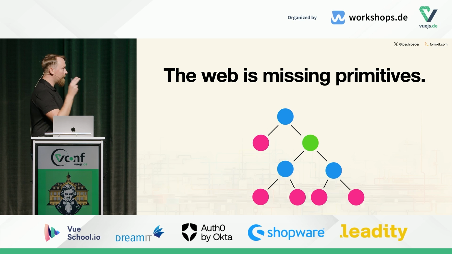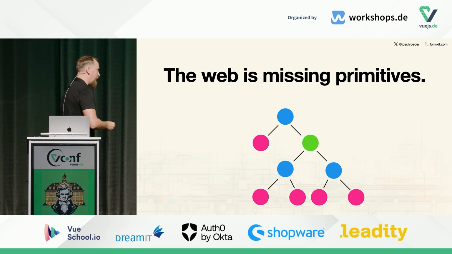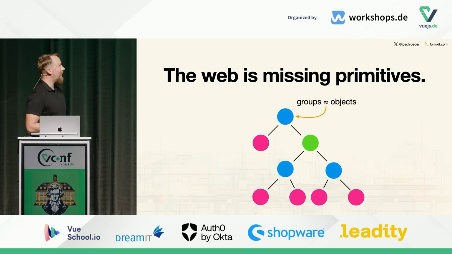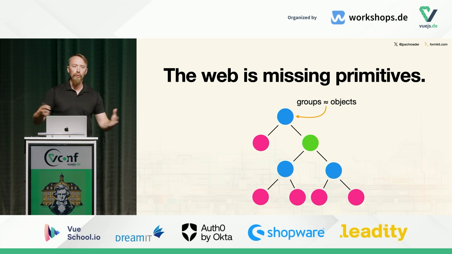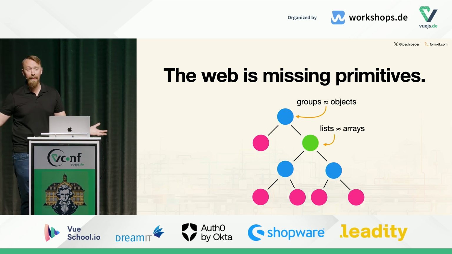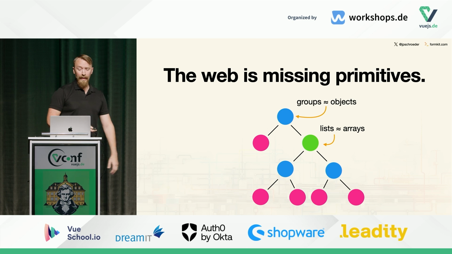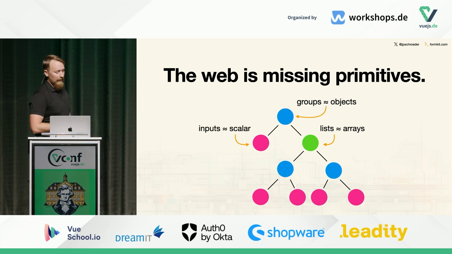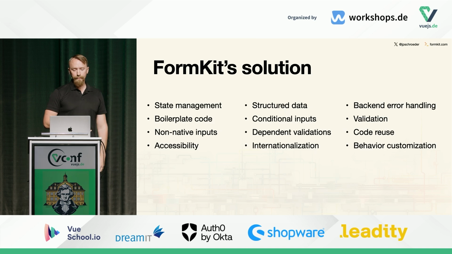So we're missing the primitives in native HTML to describe this. Things like groups or objects, a group of fields, right? Things like a list, basically an array. We don't have that kind of concept in native HTML. And just basic inputs, that's the one thing we do have.